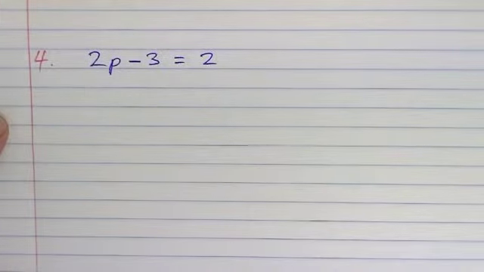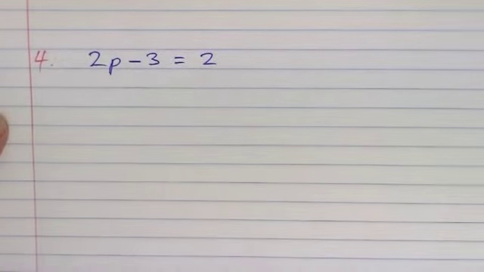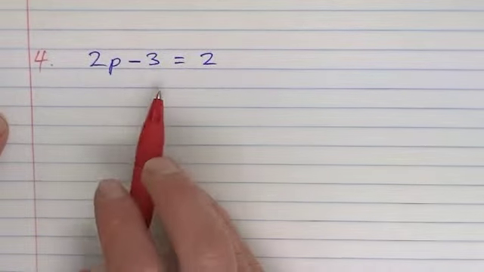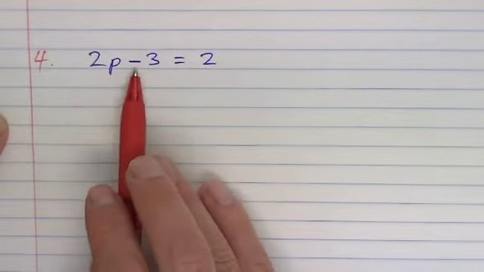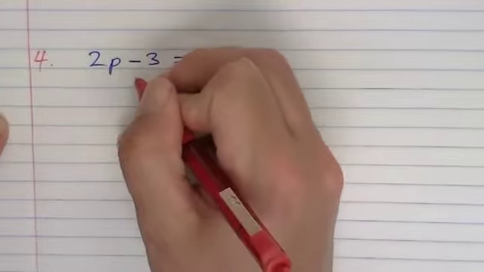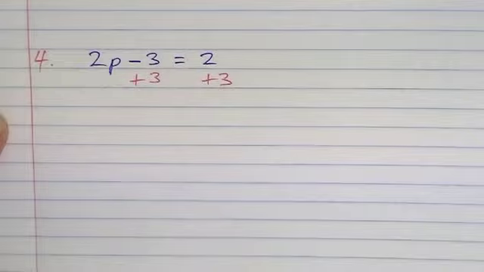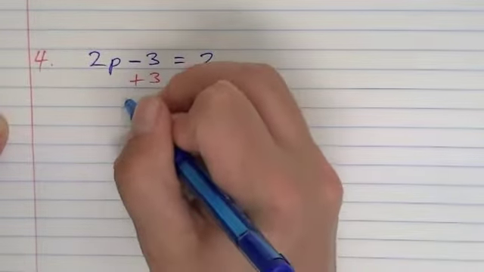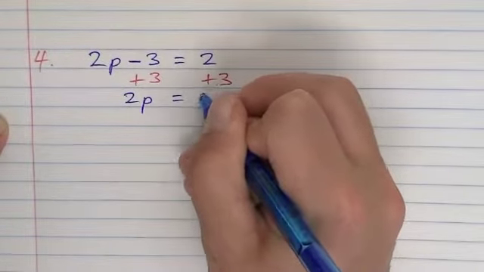Okay, our fourth two-step equation is 2p minus 3 equals 2. This looks a lot like the first one we did, except this time there's a difference. We're going to end up with a fractional answer. So let's start with the operation that's furthest away from our pronumeral. In this case, it's a minus 3. So we get rid of that by plussing 3, doing the inverse operation. Always do both sides. So we now have 2p equals 2 plus 3, which is 5.